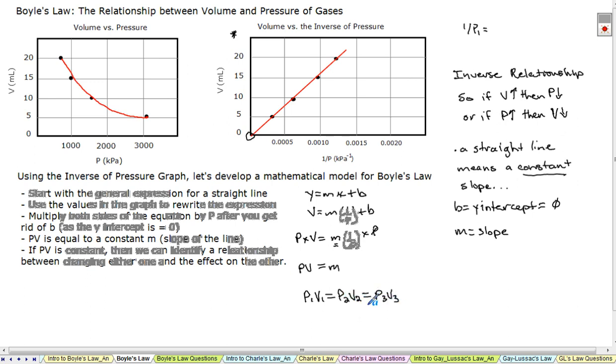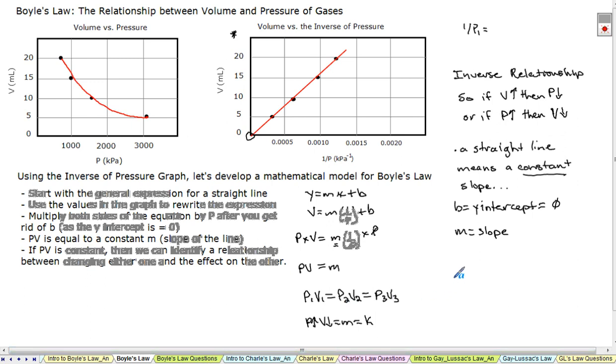And it doesn't matter. Whenever I make a change to one, it will affect the other, so that by multiplying these two values together, it will always be the same no matter what. So if my pressure increases, then my volume must decrease in order to keep my slope the same, to keep it constant. We use a small k to denote a constant. So now we can apply this to some questions.